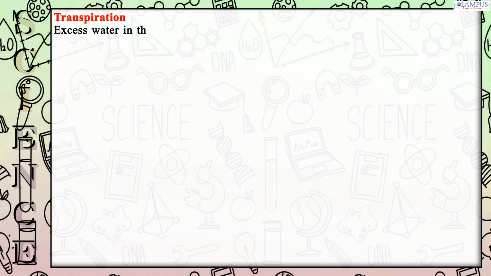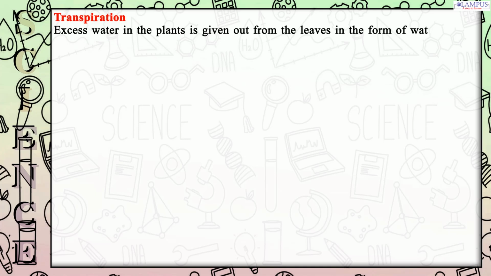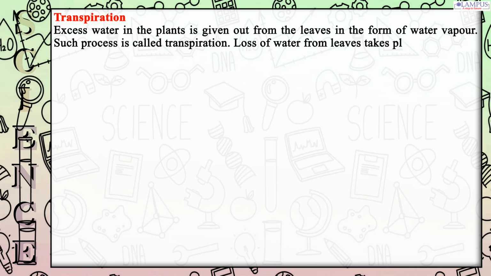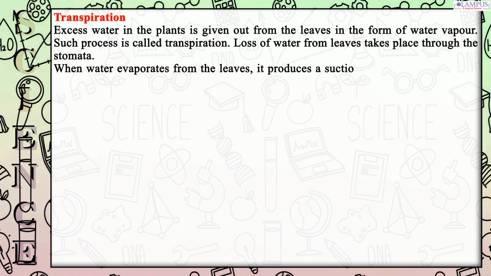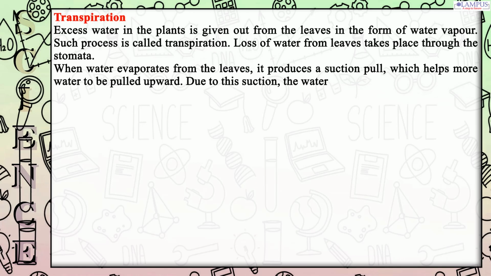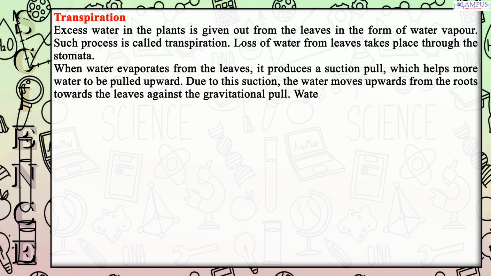Transpiration. Excess water in the plants is given out from the leaves in the form of water vapor. Such a process is called transpiration. Loss of water from leaves takes place through the stomata. When water evaporates from the leaves, it produces a suction pull, which helps more water to be pulled upward. Due to this suction, the water moves upwards from the roots towards the leaves against the gravitational pull.